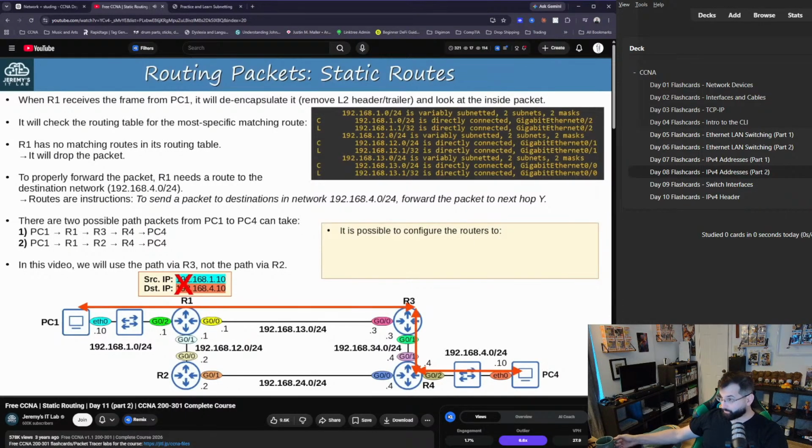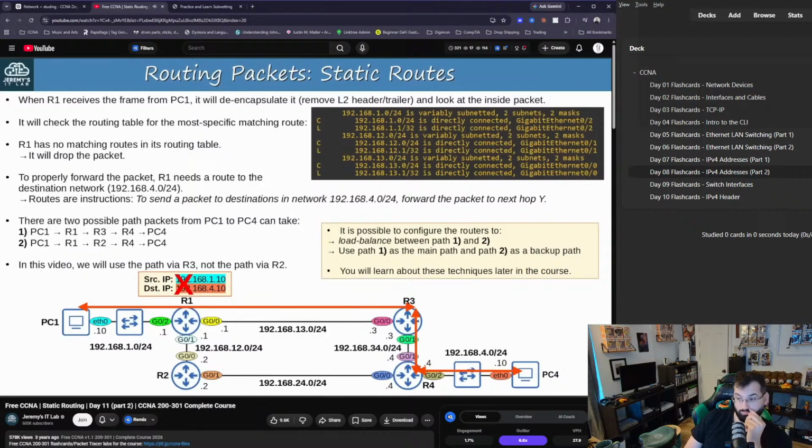Now, it is possible to configure the routers to use these multiple paths differently. Instead of choosing one path, they can load balance between path 1 and 2. That means some packets will take path 1 and some will take path 2. Or they could, for example, use path 1 as the main path and path 2 as a backup path. You will learn about these techniques later in the course. In this video, we will only use path 1.